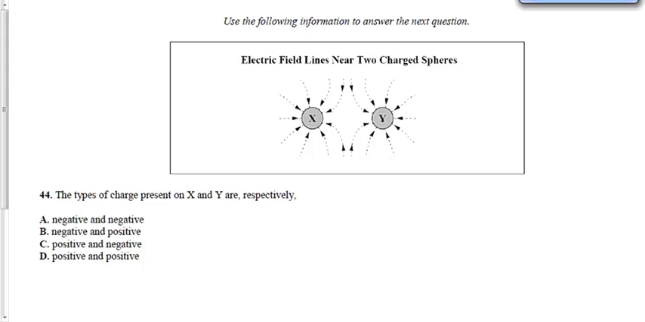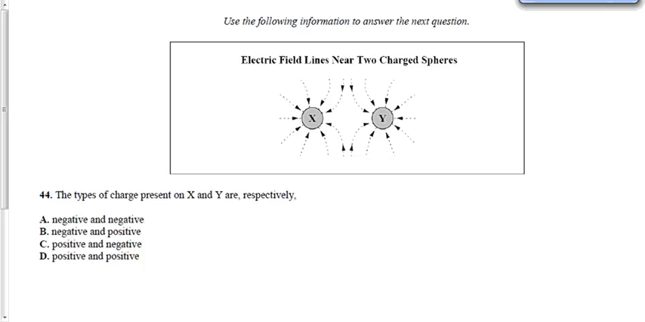Okay, 44: the types of charge present on X and Y are. Forget about the options right now. Let's look at the picture, and I want you to tell me what you know, first of all, independent of the direction of this field. What do you know about these two charges? They've got to be the same, right? Why? Maddie, how do you know they've got to be the same?